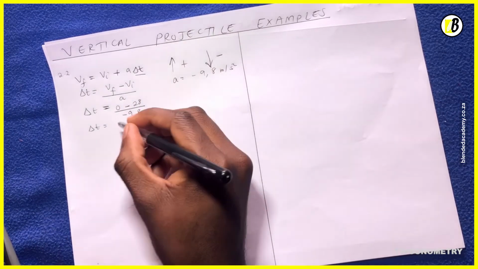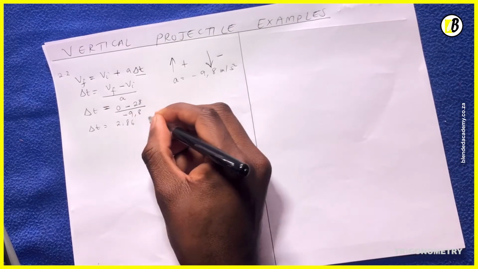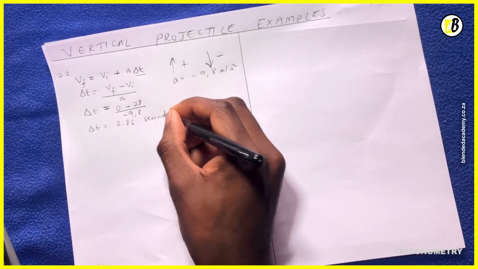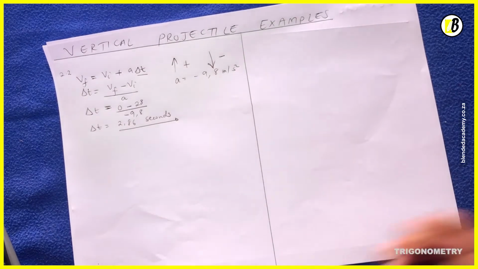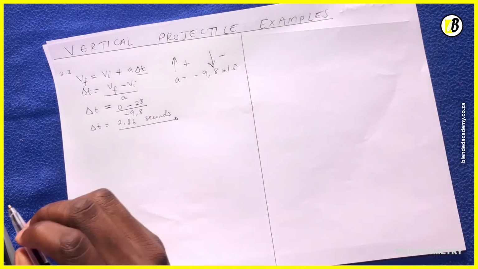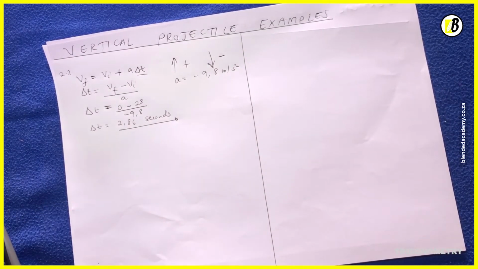So that's 2.86 seconds. Remember, SI units are very important because you can lose marks for missing out your SI units. So now we're done with the second question. Let's move on to the third and last question.